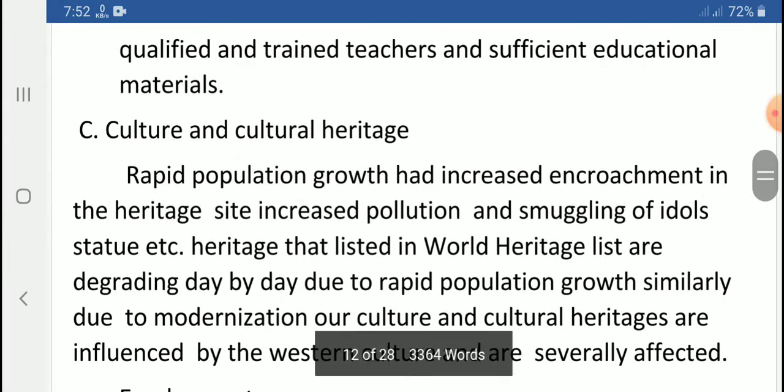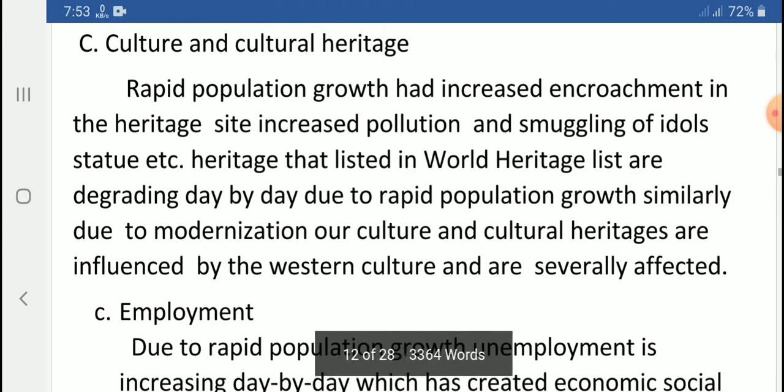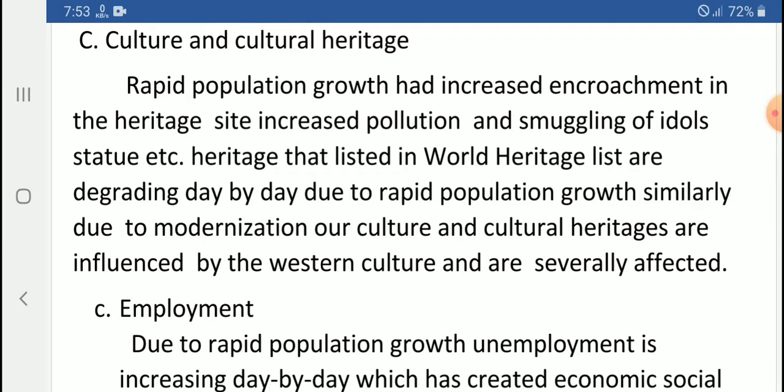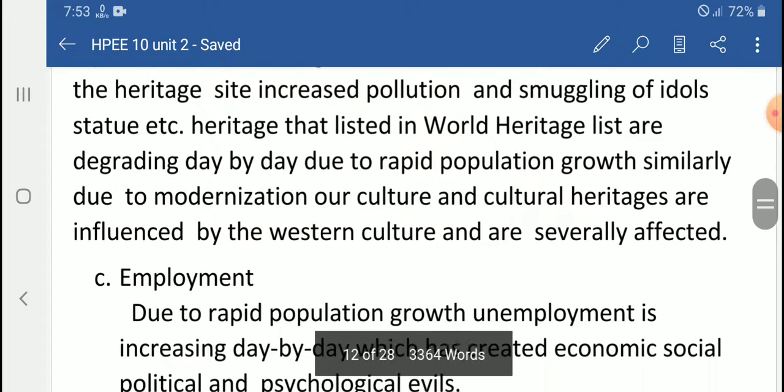Now, culture and cultural heritage. So rapid population growth has increased encroachment in the heritage sites, increased pollution, smuggling of idols, statues, and heritage that are listed in World Heritage List are also degrading day by day. Yes, similarly, the negative influence of Western culture is also increasing. So these are the effects of rapid population growth on the culture and cultural heritage.